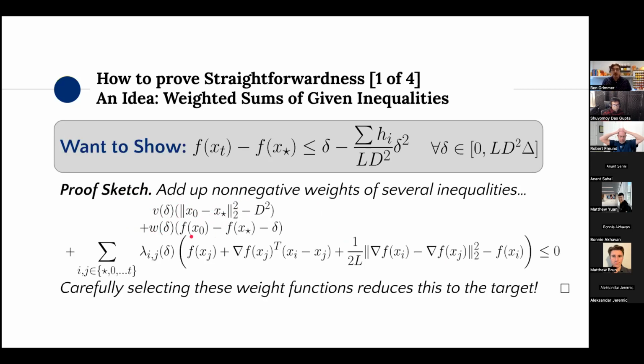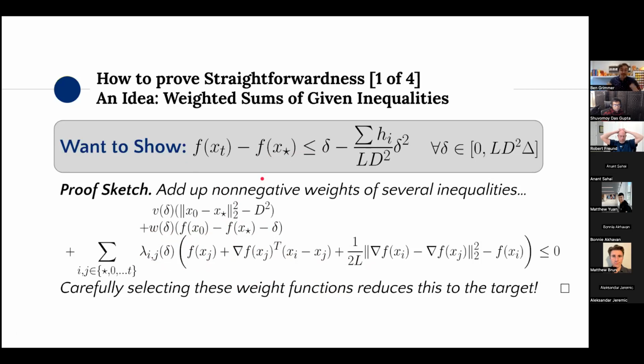Another inequality that we know is that the initial gap is less than little delta. So initial gap minus little delta is again non-positive. We could add it up with some weight w of delta. Then we have all these smooth convex inequalities. We could add those up with weight lambda ij of delta. And if you pick the weights carefully, you could hope that there's some way to add together the inequalities we know to get this to simplify to what we want to show.